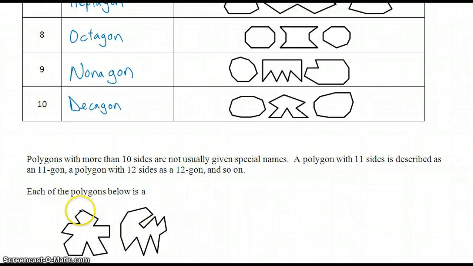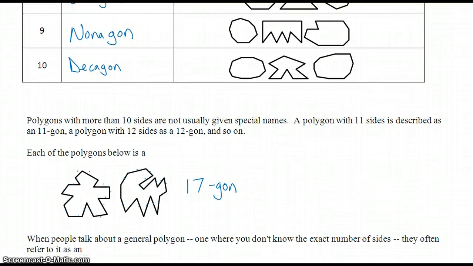Each of these polygons is a 17-gon. There is a name for a 17-gon, but you're not going to have to know it for this class. We're just going to call anything past 10 that number plus gon.